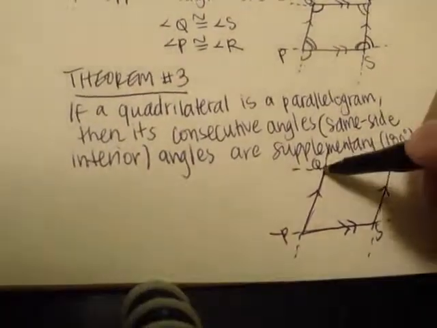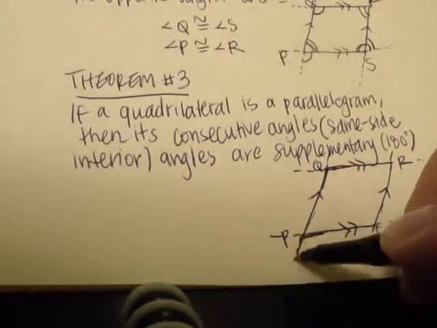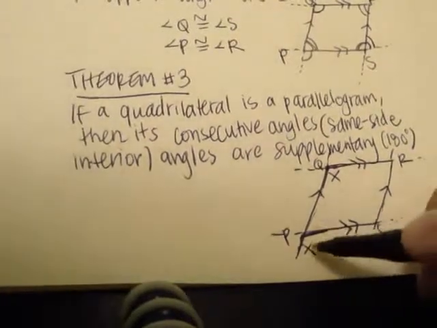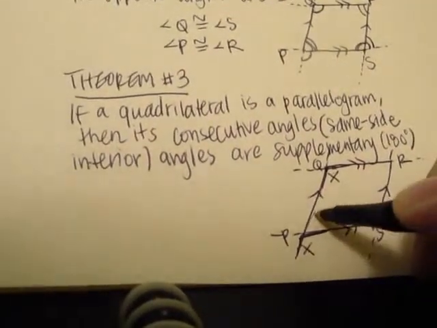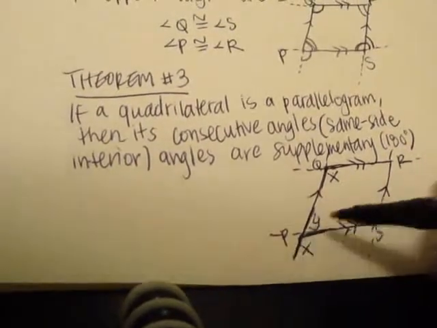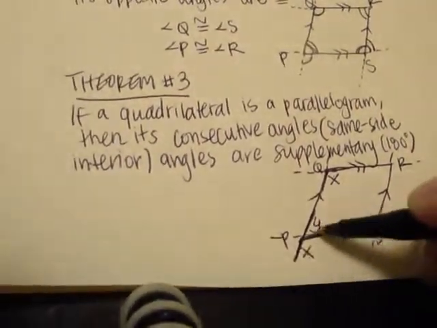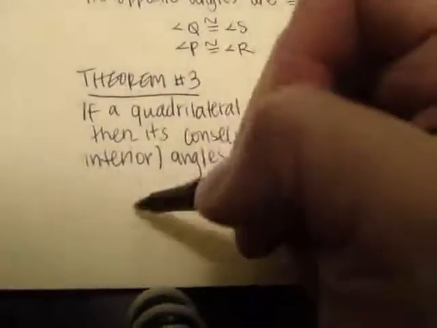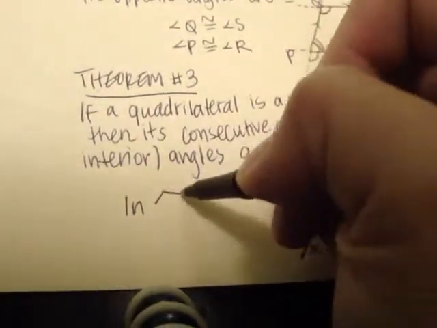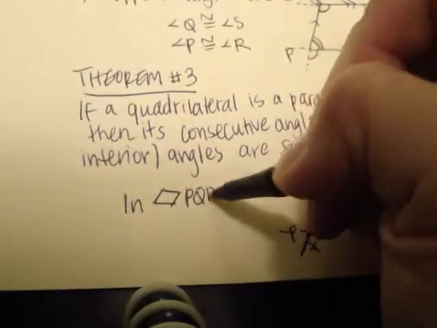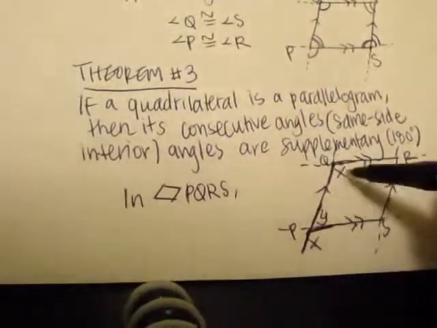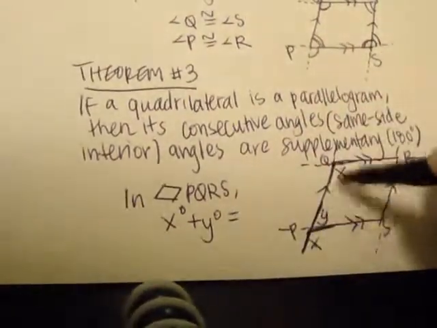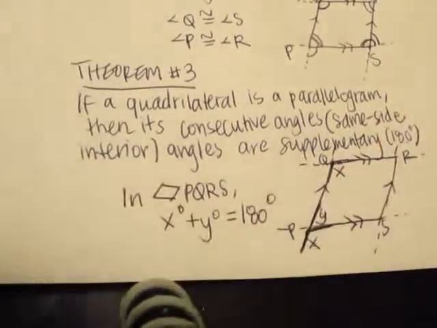We can also deduce this. We know that the corresponding angles are the same. So if this was x, then this would be x, right? And then the relationship between x and let's call this angle y make a straight line, so their relationship would be supplementary or equal to 180. So in a parallelogram, you can go ahead and conclude that the same side interior angles, or x plus y, are supplementary or equal to 180 degrees.